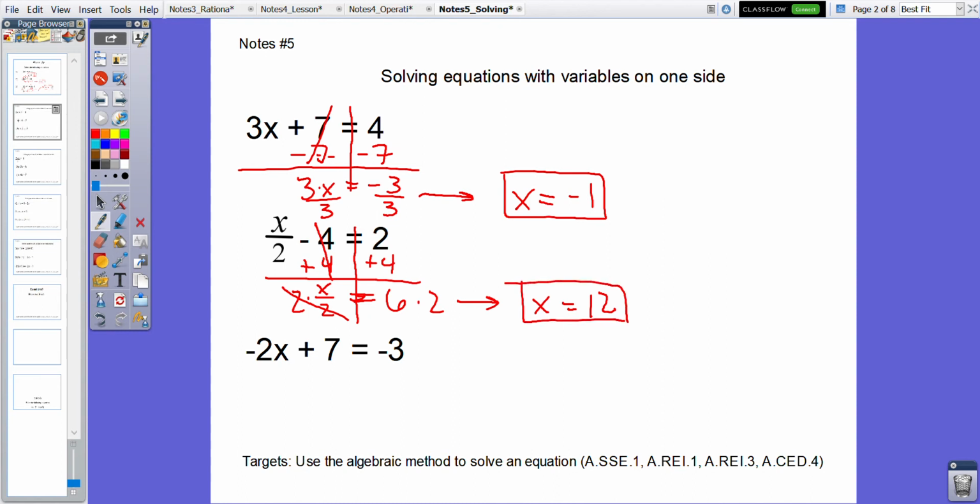Okay. Now have you go ahead and try negative 2x plus 7 equals negative 3 on your own here. And if you do this correctly, you're going to end up with the following as a solution. You should end up with x equals positive 5 as a solution.